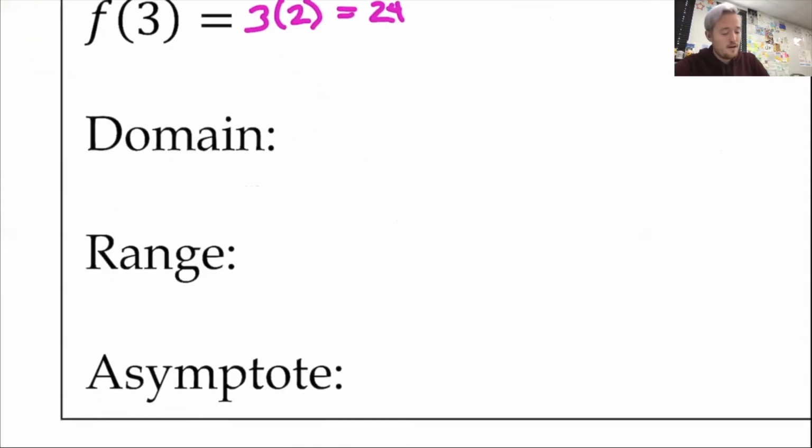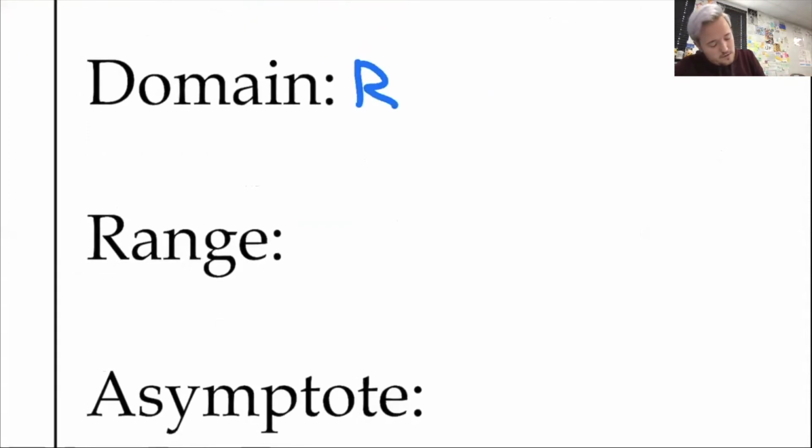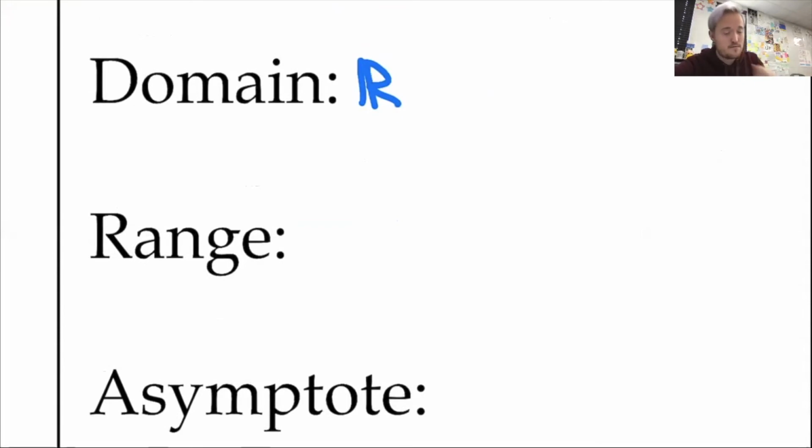All right, your domain, you're looking to see how far left and right it goes. So your domain, as always, is all real numbers. This should be your freebie on any assessment.